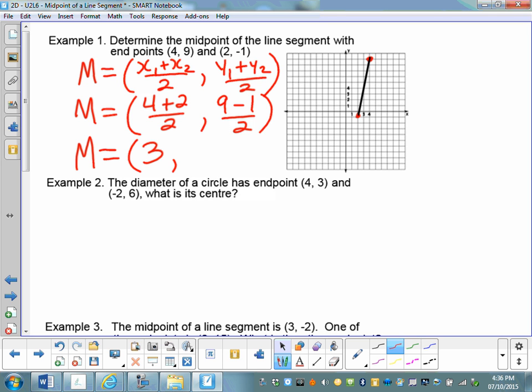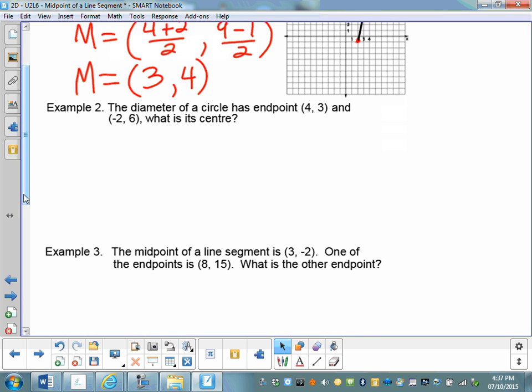9 minus 1 is 8, divided by 2 is 4. So let's see if in fact the point (3, 4) is the midpoint on our line in our graph. So I go to 3 and I count up 1, 2, 3, 4. And there is the midpoint at (3, 4).